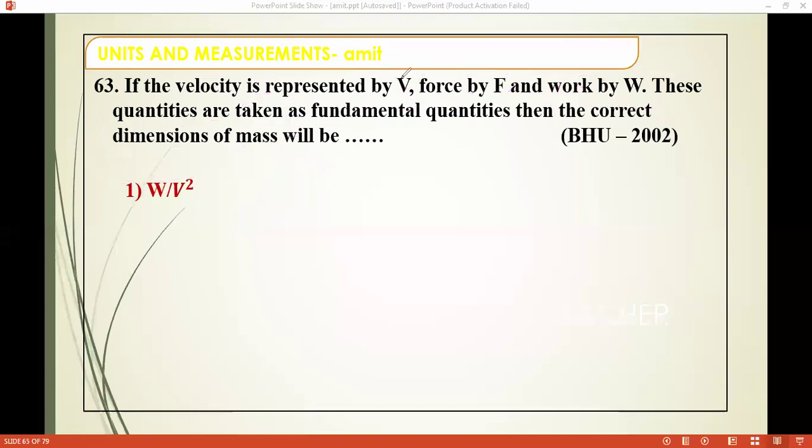If velocity, force and work are taken as fundamental quantities, then what will be the correct dimensions of mass? The question is specifically talking about that.